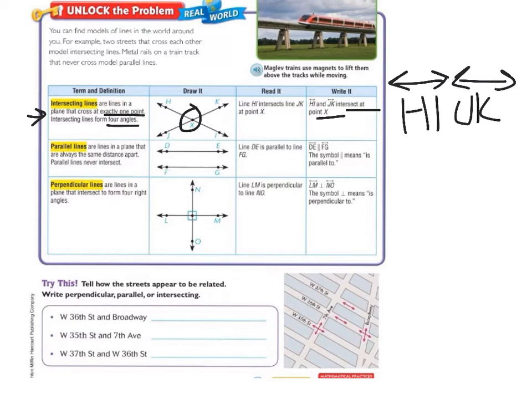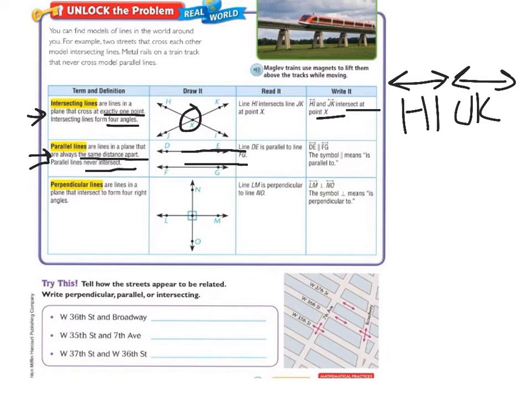The next vocabulary term that we see is parallel lines. Parallel lines are lines in a plane that are always the same distance apart. Parallel lines never intersect. So if you look at the example that they drew here, they drew line DE and FG, both going horizontally in equal distance apart. And if we continued these lines, they would still never touch. They would never intersect. So when we read this, we would read line DE is parallel to line FG.